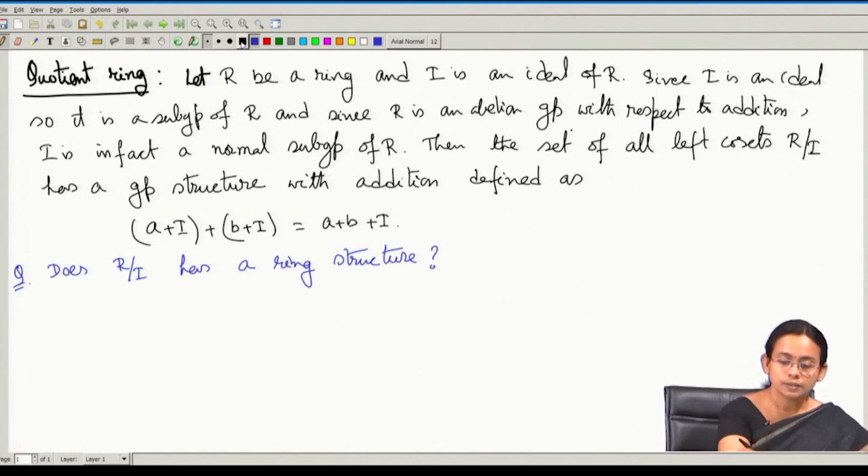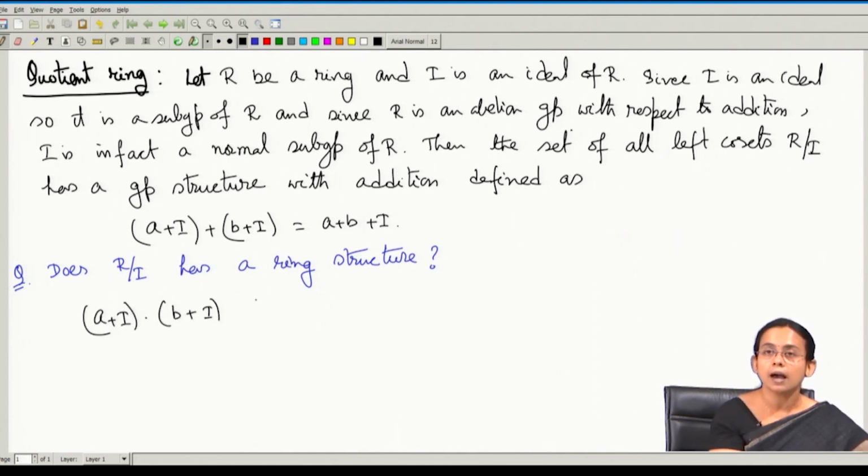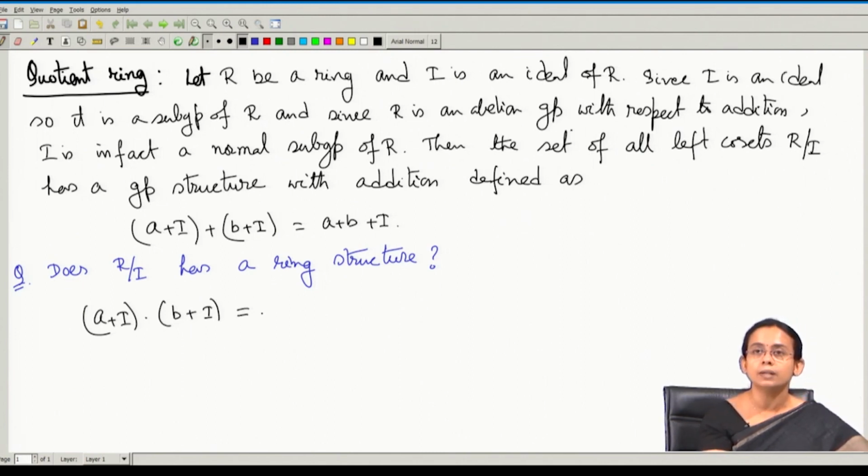Let us try to define it: A plus I is one left coset, and I am trying to multiply it with another left coset B plus I. So, how do I do this? The natural way you can think of is A plus I dot B plus I, using the multiplication operation on the ring, because we do not have any other operation. So, if I somehow want to use that, the natural way is to multiply these two elements A and B and consider the left coset.